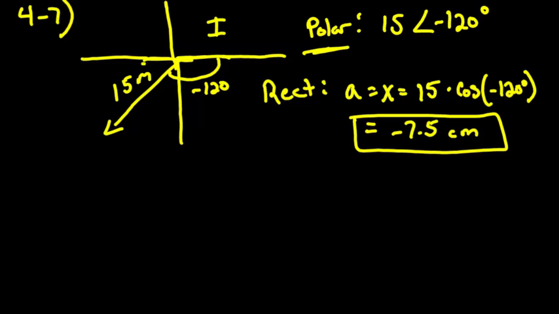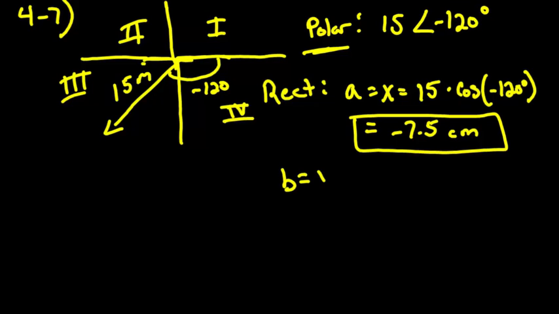This is the first quadrant, this is the second quadrant, third quadrant, and this is the fourth quadrant. So we know that in the third quadrant, the x component and y component must both be negative. So we have negative 7.5 as the x component.